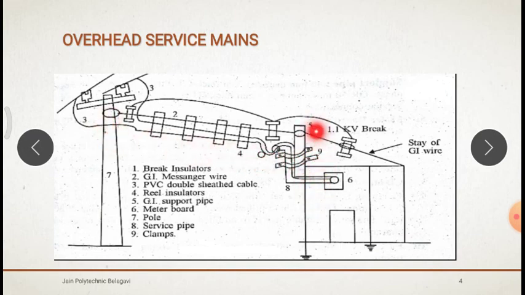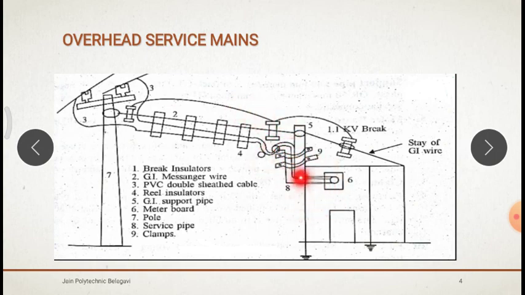And this messenger wire and also the PVC sheathed cable, if it is a single phase supply, one phase and one neutral, how is it suspended to this messenger wire? This is through reel insulators. The messenger wire and the PVC sheath cable are suspended through them. If the reel insulators are not there, then the spacing will not be maintained for the PVC sheath cable and for the messenger wire also. So through the reel insulators these wires are suspended, and the cables are taken to the meter board through this service pipe.